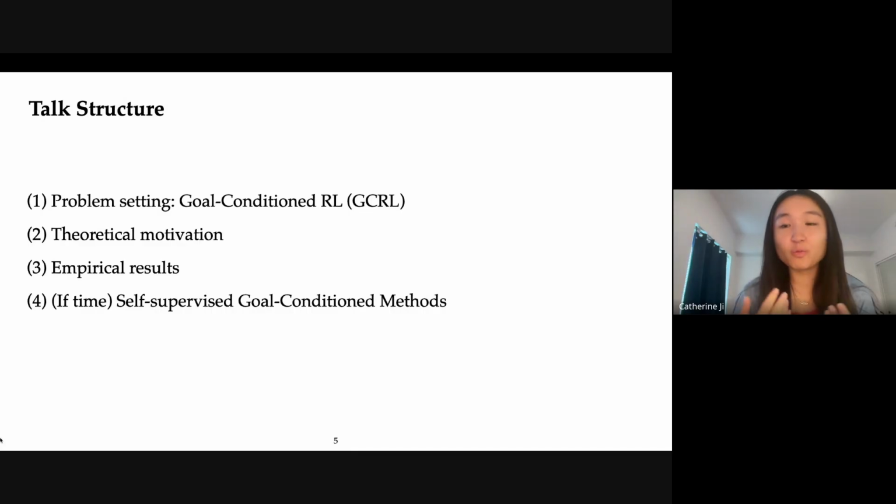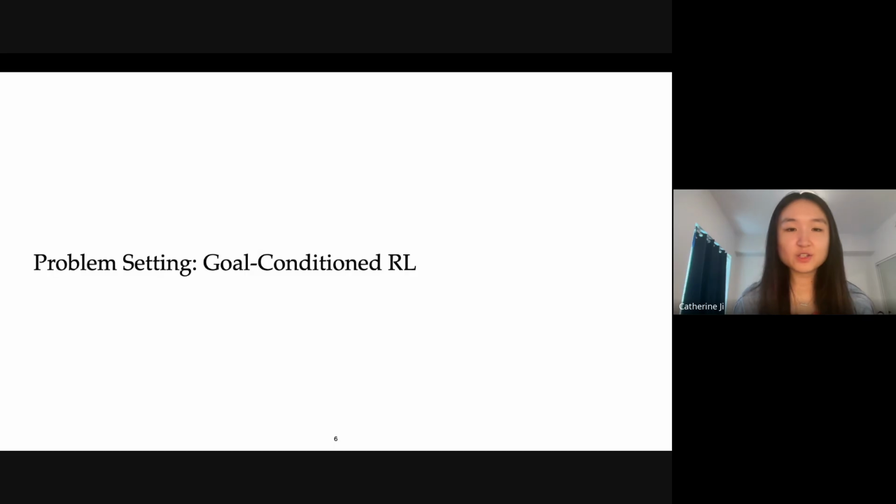Okay, so a general structure for this talk is we are going to start with defining the actual problem setting over which we define horizon generalization, which is the goal condition reinforcement learning setting. We're going to give some theoretical motivation as well as empirical results. And if there's time, I'm going to show a quick slide on self-supervised goal condition methods that we are also focused on within the group. Great. So let's start with the goal condition reinforcement learning problem setting.